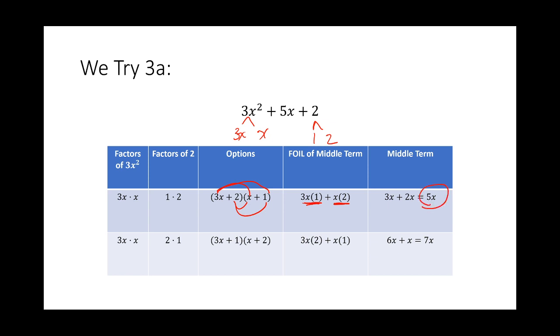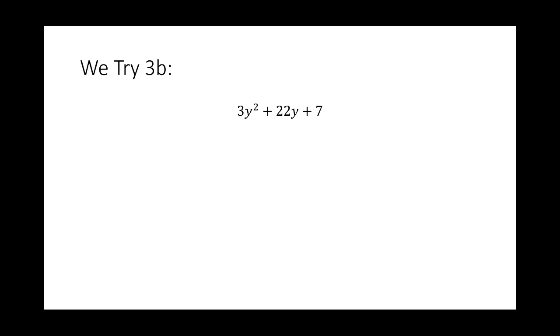If I put them in the wrong parentheses, right, if I go 3x times 2 and then 1 times x, that'll give me 7x, which is not what I want in the center, which means we have to be really careful to make sure that we factor this as 3x plus 2 times x plus 1. So we have to really think about that middle term. So let's try this one together.